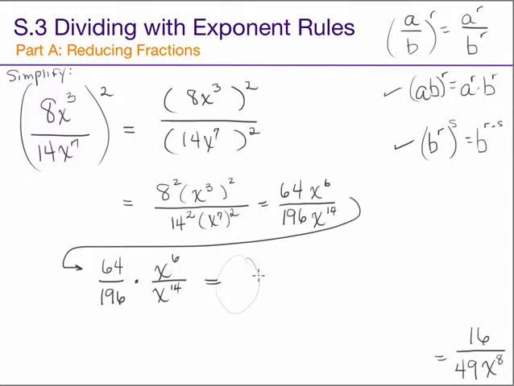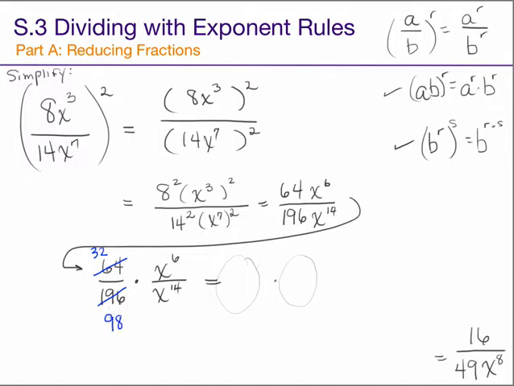Then I can reduce each part and rewrite them as simplified fractions, only multiplying them together at the end. Let's start with the numbers. What goes into both 64 and 196? Well, it's not obvious to me what the biggest number is, but I can certainly tell that 2 goes into both of them. 2 goes into 64 32 times, and 2 goes into 196 98 times.